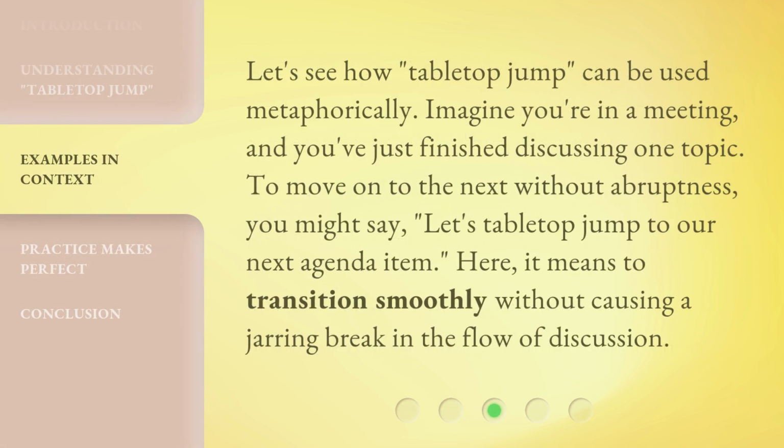Let's see how tabletop jump can be used metaphorically. Imagine you're in a meeting, and you've just finished discussing one topic. To move on to the next without abruptness, you might say, "Let's tabletop jump to our next agenda item." Here, it means to transition smoothly without causing a jarring break in the flow of discussion.